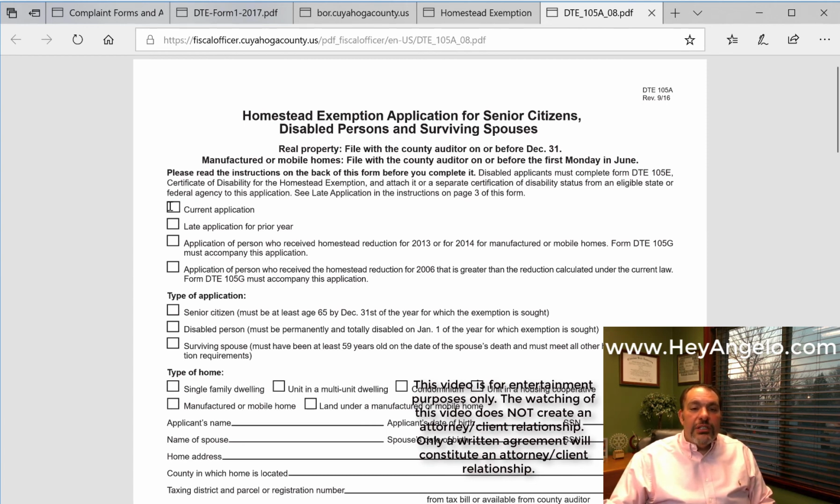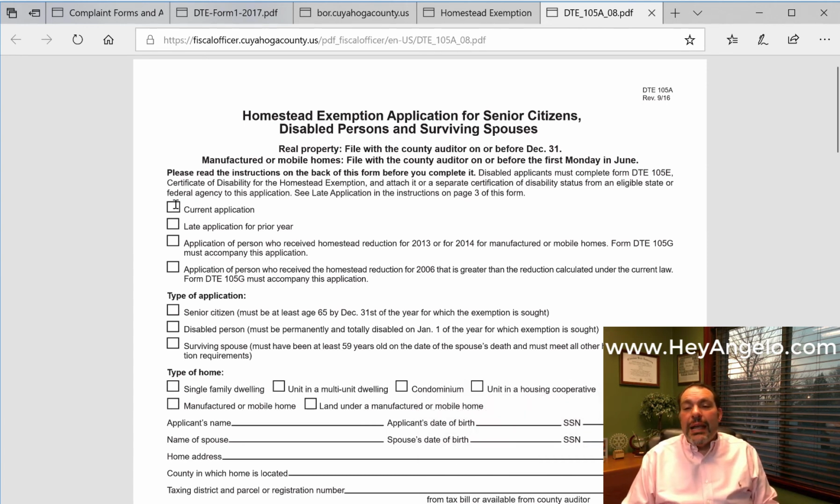It's a current application. Applications for homestead are due by the end of the year, but you can always file a late application if you're doing it right now. We are in January. Disputing property tax values is generally done January 1st through March 31st. Every county is different, so take a look for the rules for that specific county.